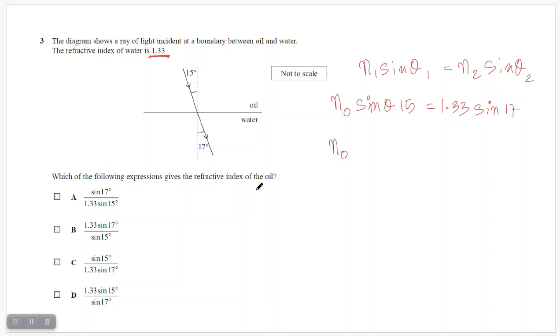So the refractive index of oil, that's what the question asked me to find out, would be 1.33 sine 17 divided by sine 15. Let's look it up: 1.33 sine 17 by sine 15. My answer is B. I repeat, you can only use n equals sine i by sine r when one of the mediums is air.